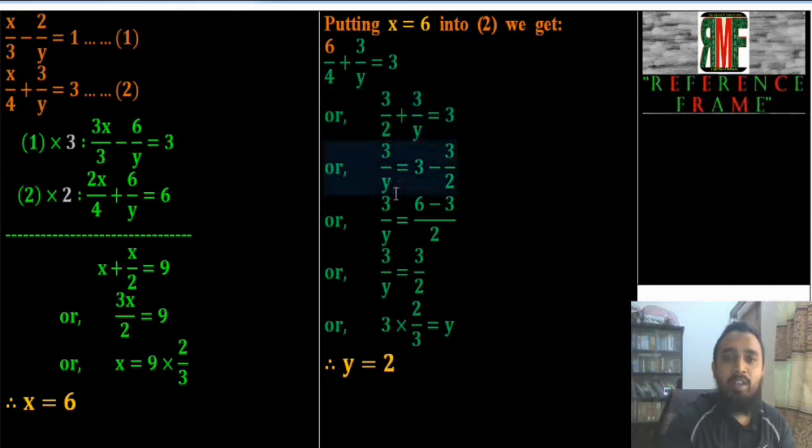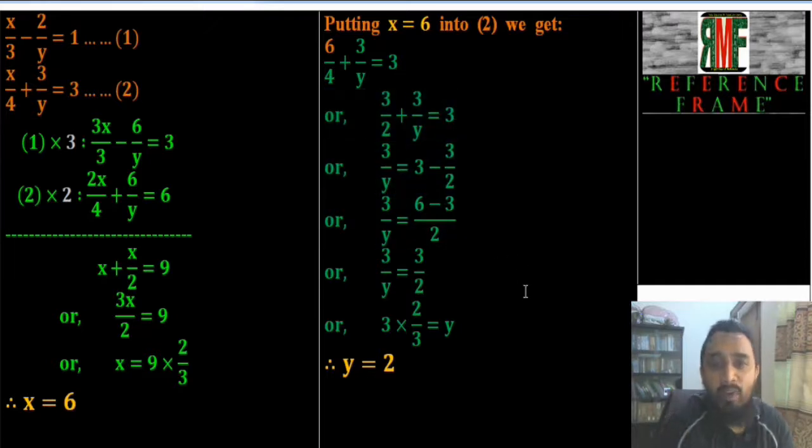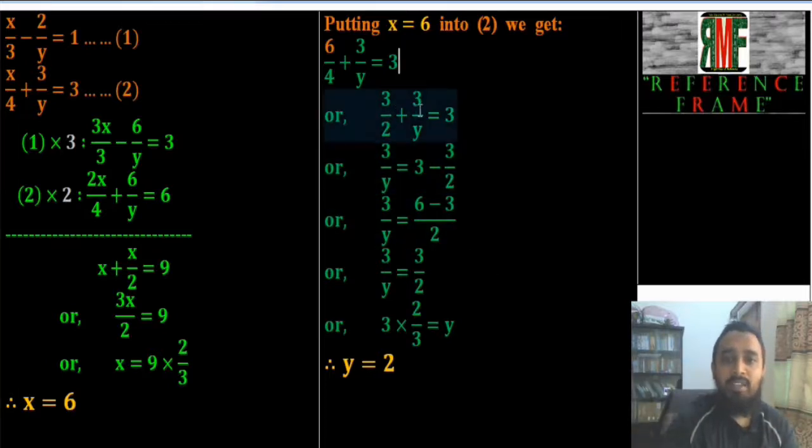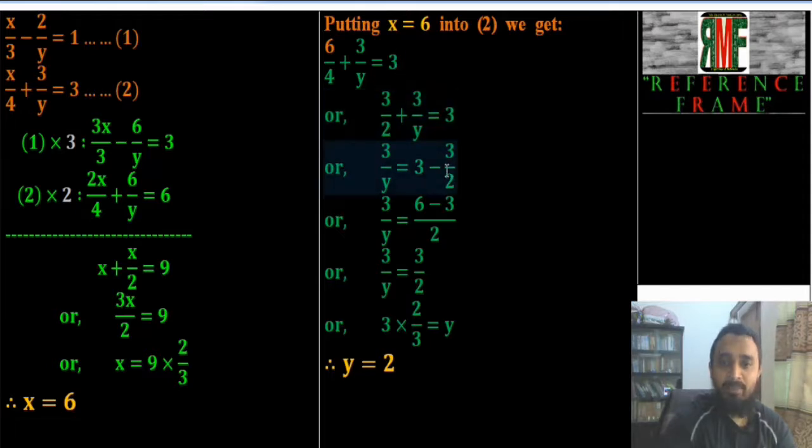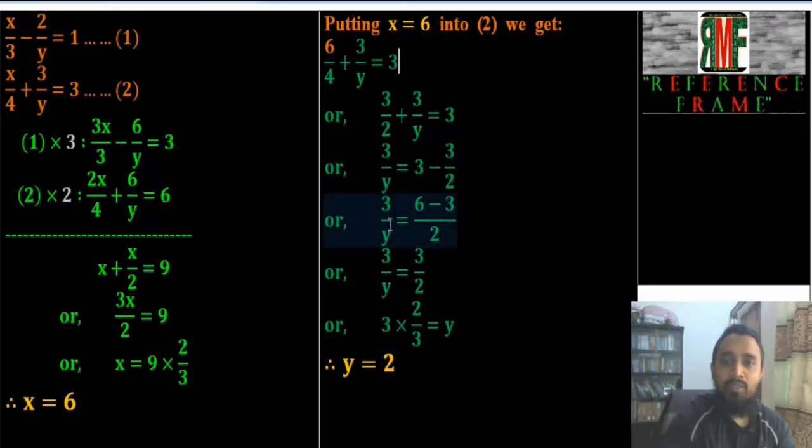As we're aiming to find the value of y, we'll keep y on a single side and move the others to the other side. So we are doing the same thing. We keep 3/y on the left side and 3/2 is shifted to the right side. Since there is a plus sign before 3/2, the sign is going to be changed to minus. So by doing the LCM on the right hand side, what are you going to have? LCM is 2, so 3 into 2, as you can see with the cursor, gives us 6 minus 3. So finally we get 3/y equals (6 minus 3)/2, which is 3/2.